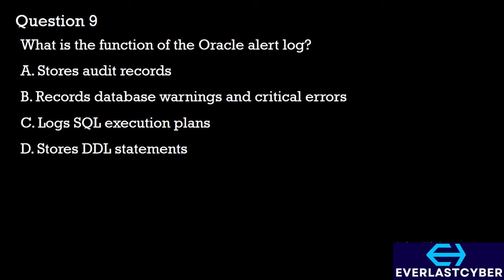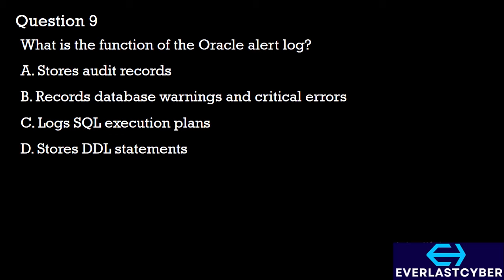Looking at option A, audit records are stored in audit logs and not the alerts log. Audit logs track user activity and database operations related to security and compliance. The Oracle alerts log is a crucial log file that records important messages related to the database's operation. It includes information about the database startup and shutdown, warnings, critical errors, and other significant events that may require attention. This alerts log is an essential resource for diagnosing issues and troubleshooting database problems.